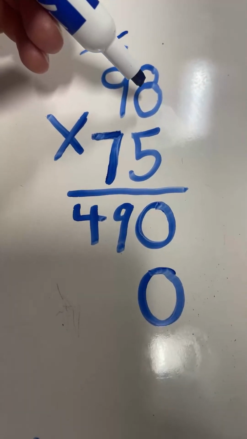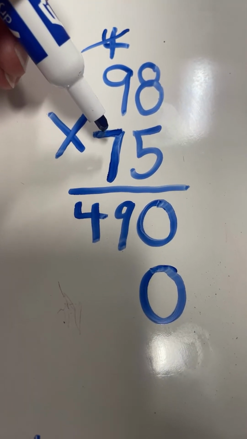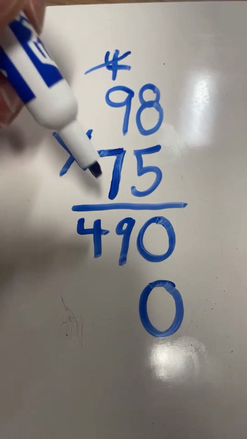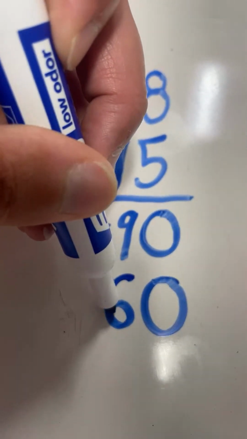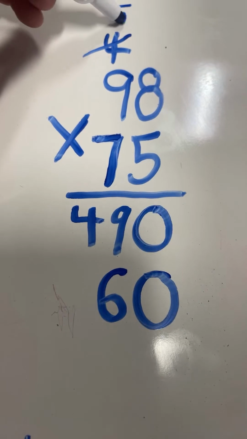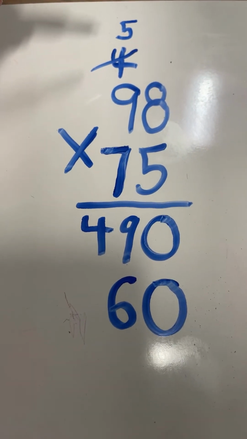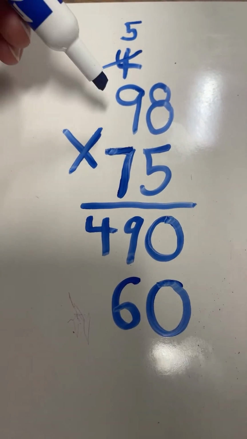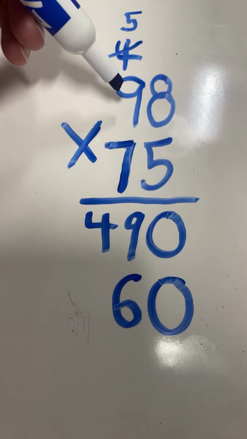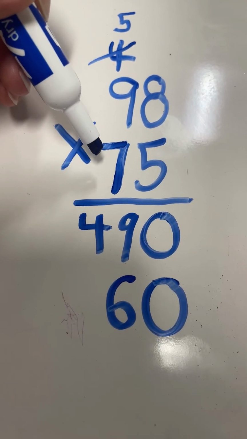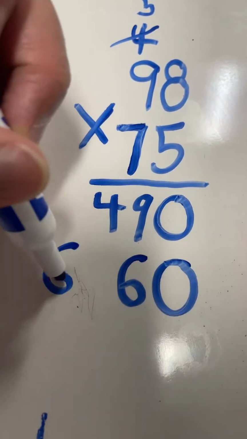So next we're multiplying 8 times 7. 8 times 7 equals 56. The 6 in 56 goes in the tens place. The 5 in 56 gets carried over to the hundreds place. 9 times 7 equals 63, plus 5 equals 68.